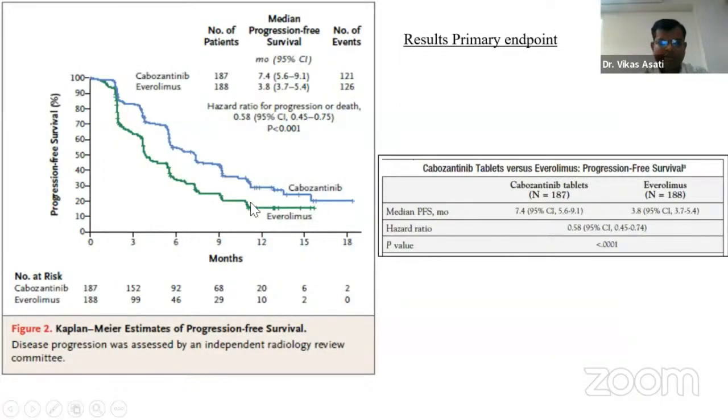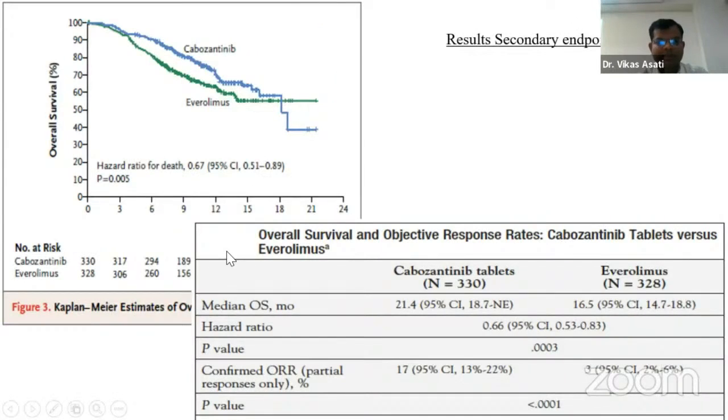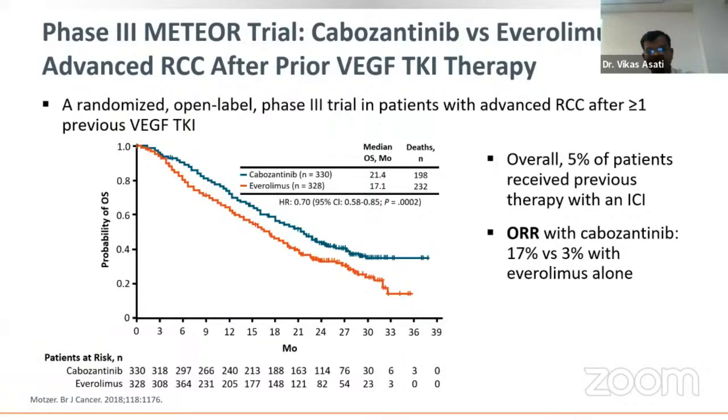So these are the PFS curves, and we can see the median PFS in the patients who received cabozantinib was 7.4 months as compared to 3.8 months in the everolimus arm. So PFS looks better. And this is the overall survival. Again, we can see, with a hazard ratio of 0.67, the median OS in the cabozantinib arm was 21.4 months as compared to 16.5 months.